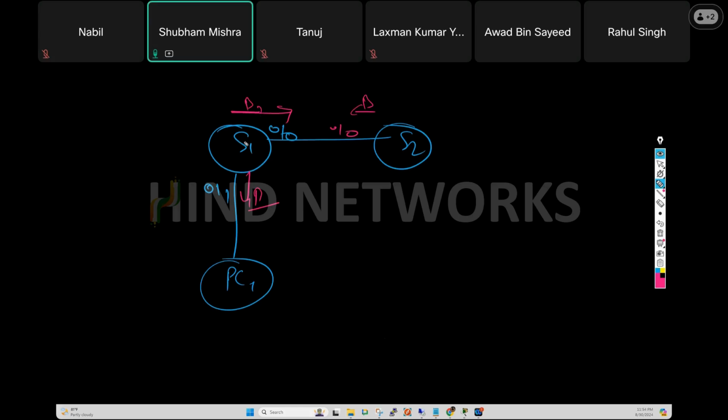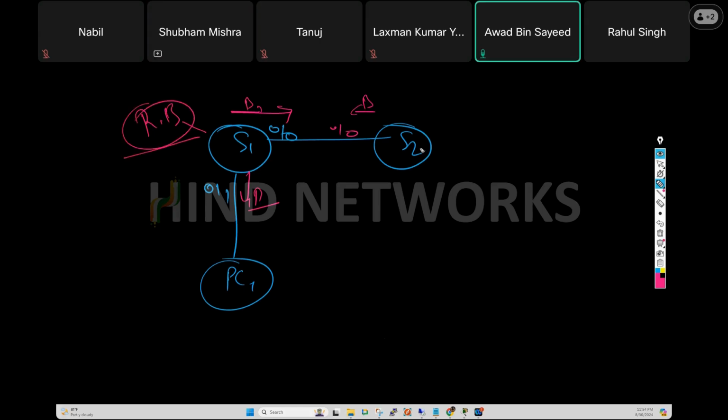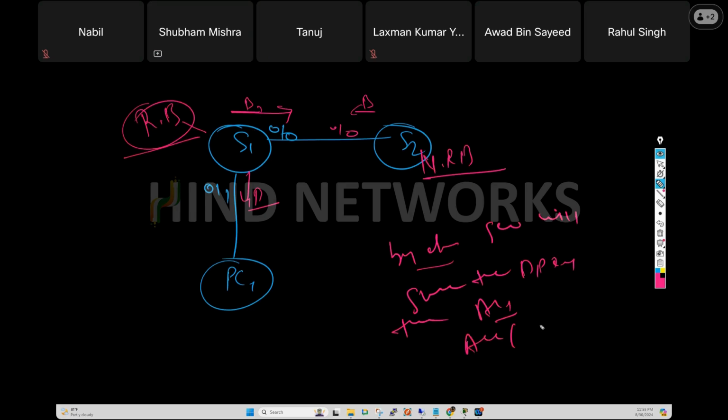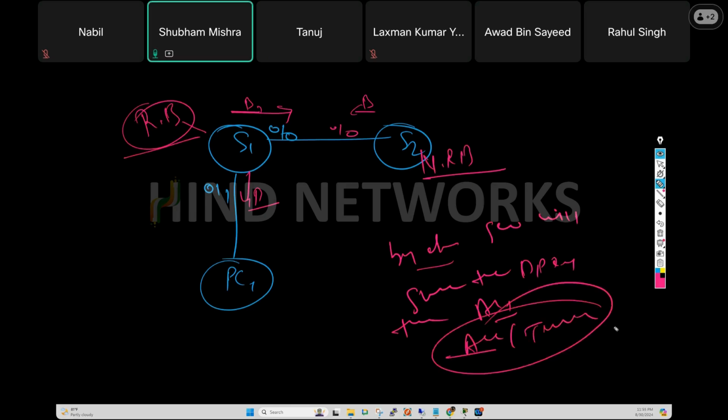For example, switch 1 has the better BPDU, so switch 1 will become the root bridge. And this is called the non-root bridge. And one more thing. By default, a switch will share the BPDU through all interfaces, either access or trunk. Are you clear, everyone?